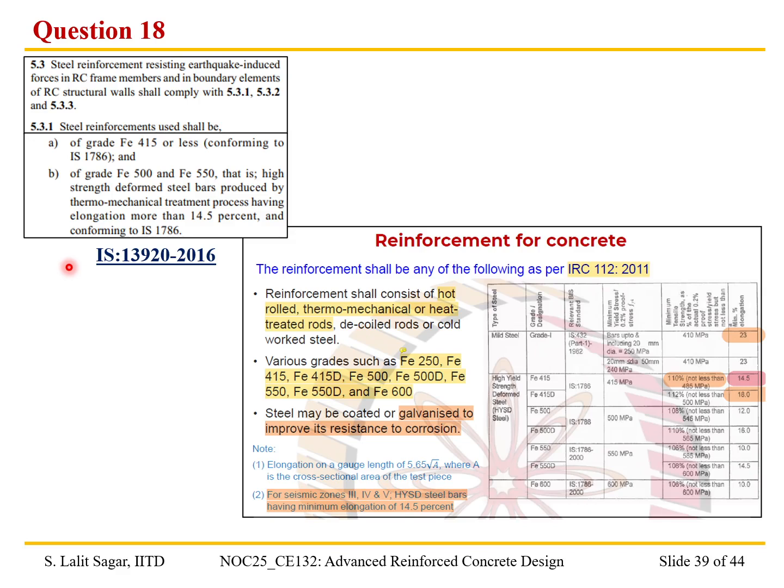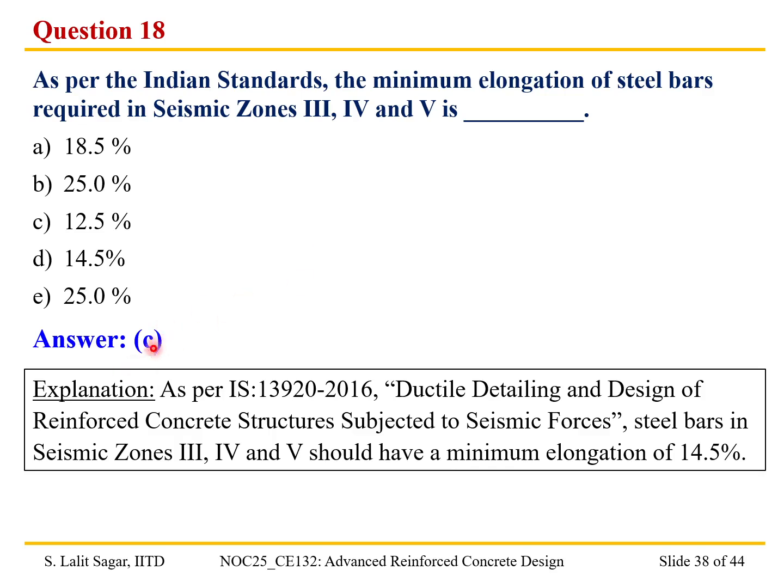Okay, so please note that it should be option D, not C. There is a mistake, right? As per IS 13920, which deals with the ductile detailing and design of reinforced concrete structures subjected to seismic forces, steel rebars used in buildings located in seismic zones 3, 4, and 5 should have a minimum elongation of 14.5%. Okay, option D is the right answer.